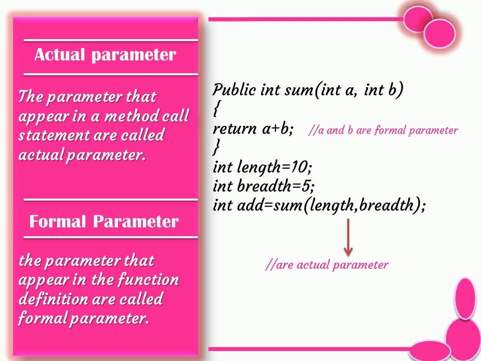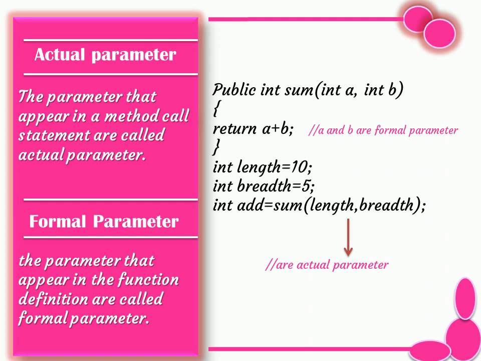Actual parameter: the parameter that appears in a method call statement is called an actual parameter. Formal parameter: the parameter that appears in the function definition is called a formal parameter. Just look at a program here. So here int a, int b is the parameter, and inside the method, we have a definition that is written a plus b.